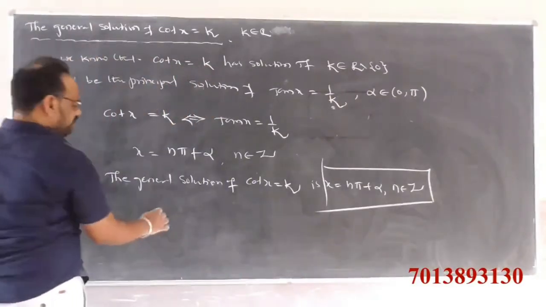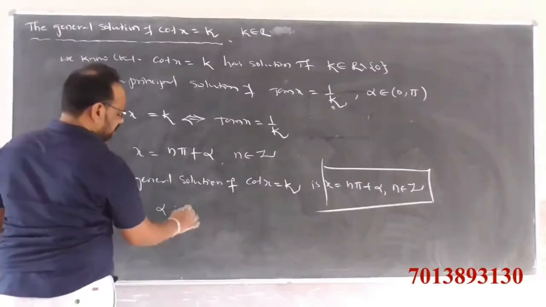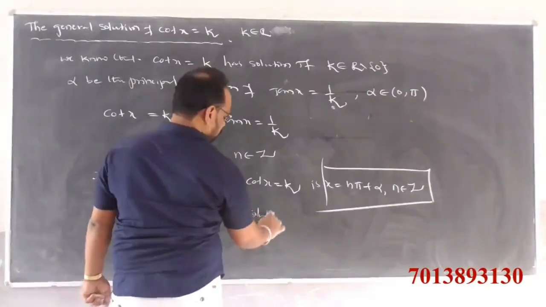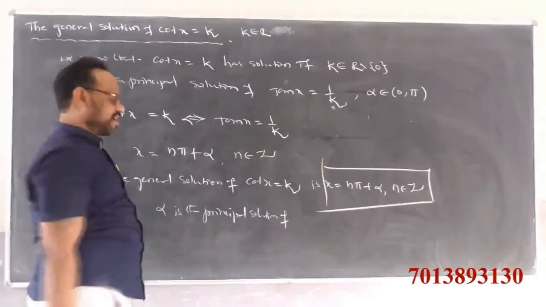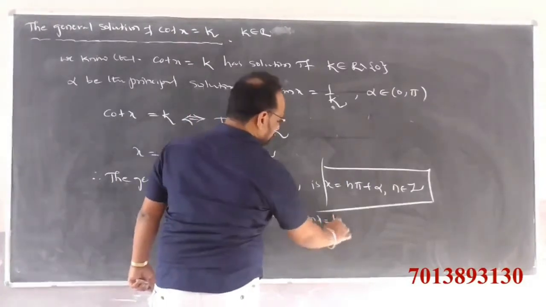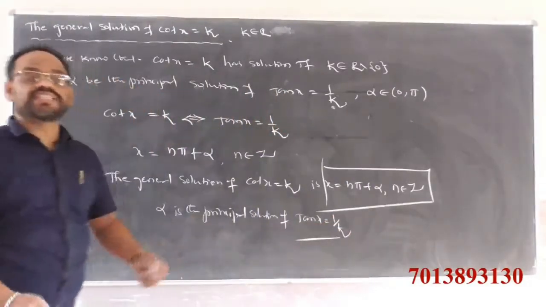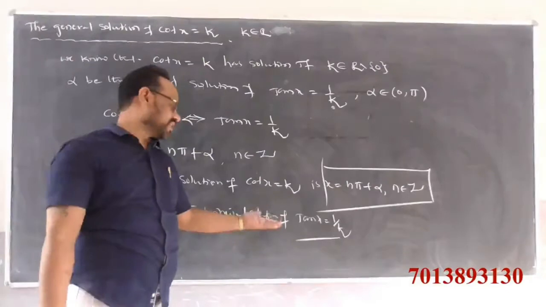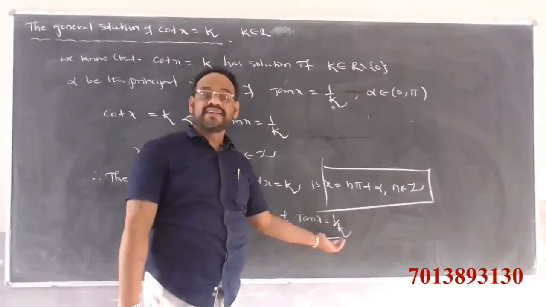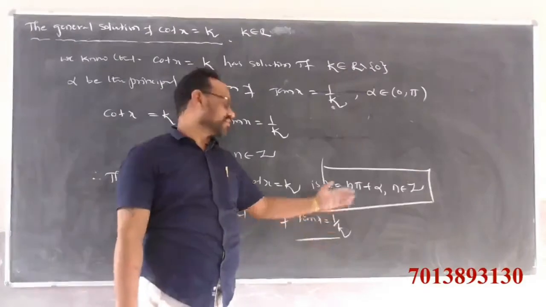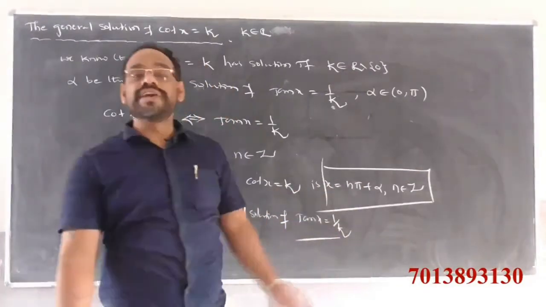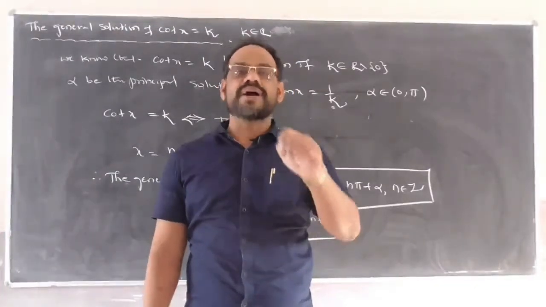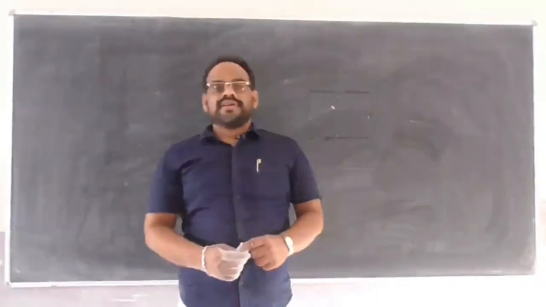So what is alpha? Clearly, alpha is the principal solution of tan x equals 1 by k. If you want the general solution of cot x equals k, first convert it into tan x equals 1 by k, find the principal solution alpha here, and substitute in x equals n pi plus alpha. We get the general solution of cot x equals k, which is n pi plus alpha, where n belongs to Z.